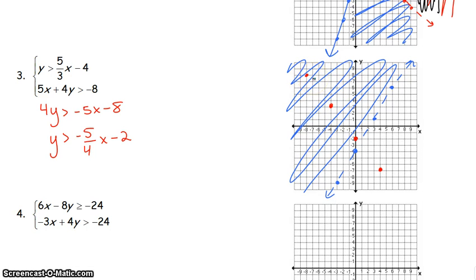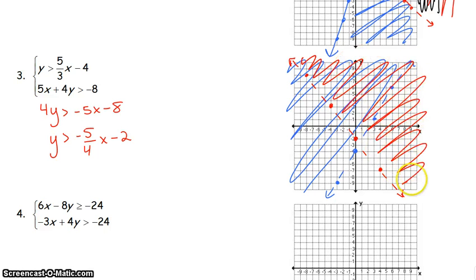And we have a greater than symbol, so we're going to have a dashed line going through. So in this case, both of our lines ended up being dashed. If I want it to be greater than, we are going to be shading over here. And once again, we are looking for the overlap.